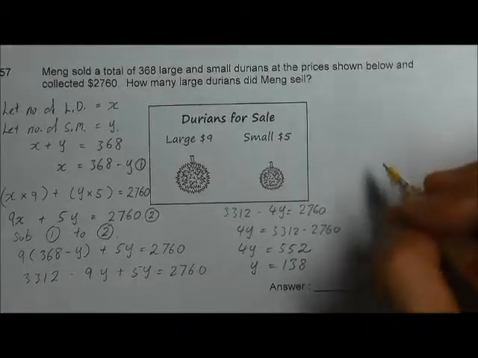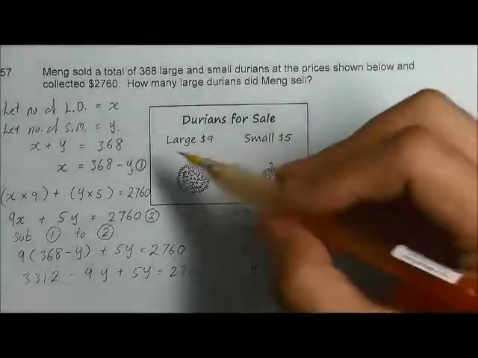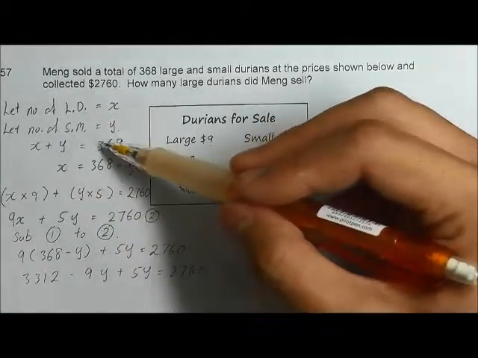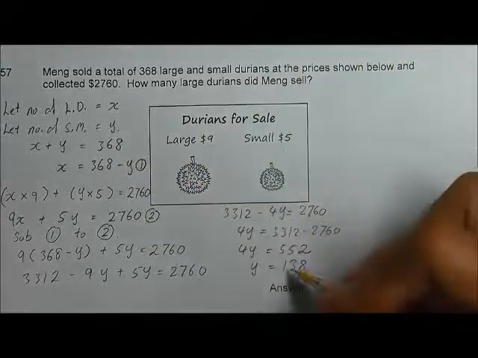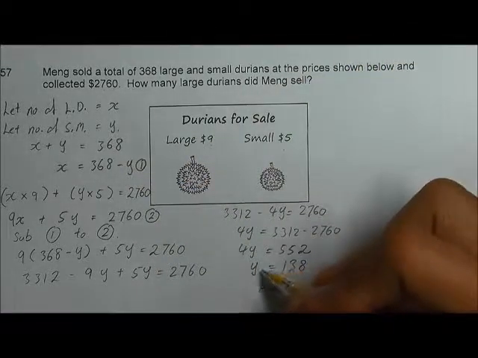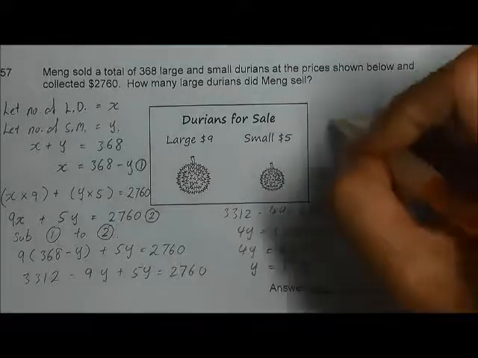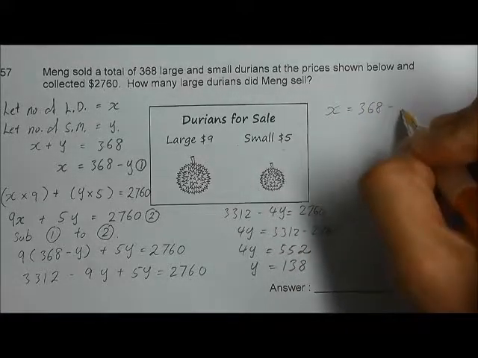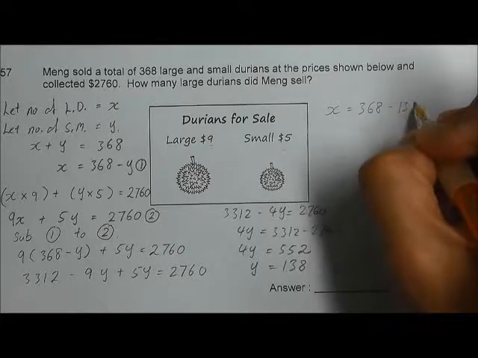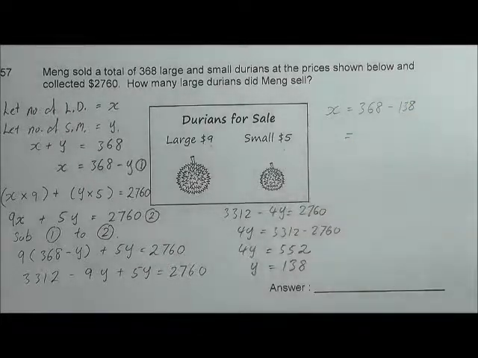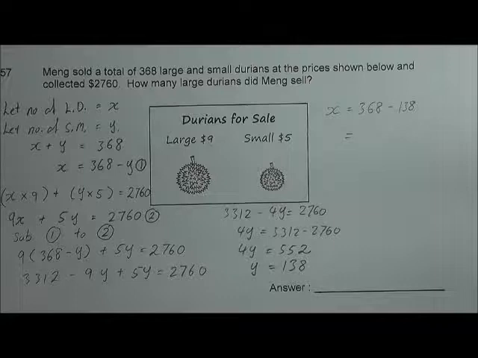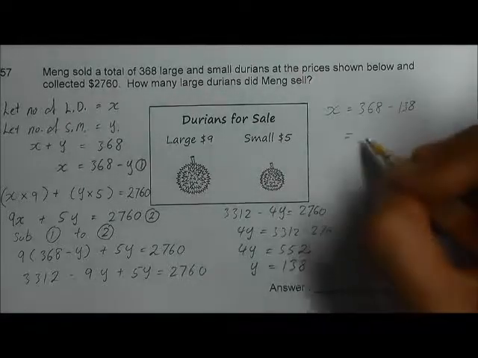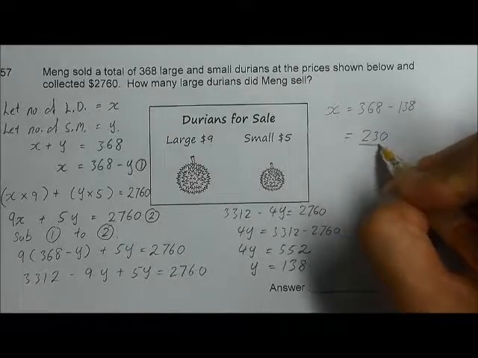So y is equal to 138. Since we know that x plus y is equal to 368 and we know y, which is 138, we can find x is equal to 368 minus 138. So the number of large durians, which is represented by x, will be 230.